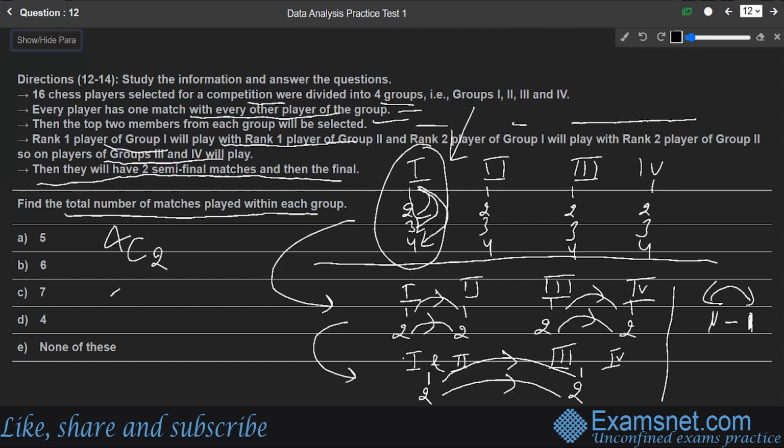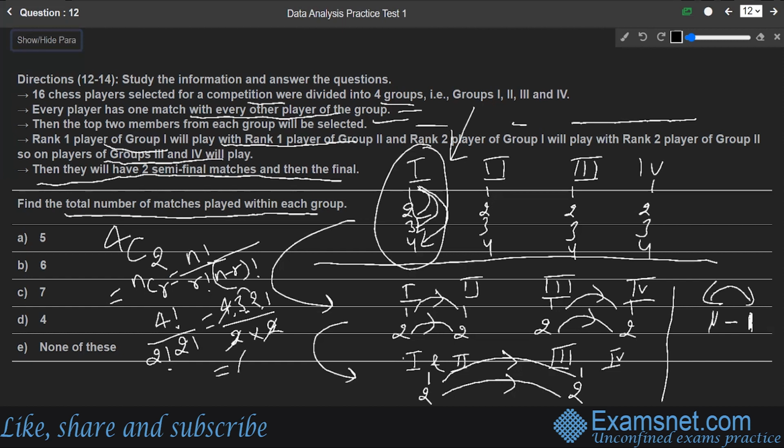Okay, and that can be expanded using the formula nCr, which is n factorial divided by r factorial into n minus r factorial. If we utilize that, this is going to be 4 factorial divided by 2 factorial into 4 minus 2, which is 2 factorial again. If we simplify this, this is 4 3 2 1 divided by 2 into 2, which is nothing but 3 2, just 6. So there are 6 matches being played in every particular group. So that is the answer.